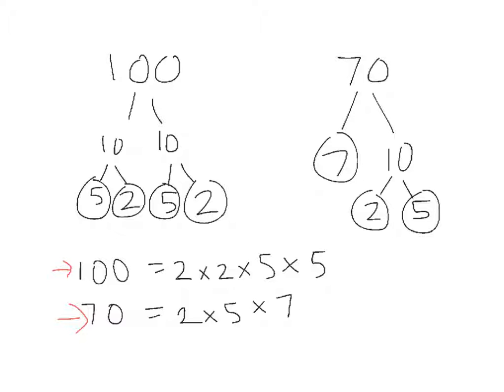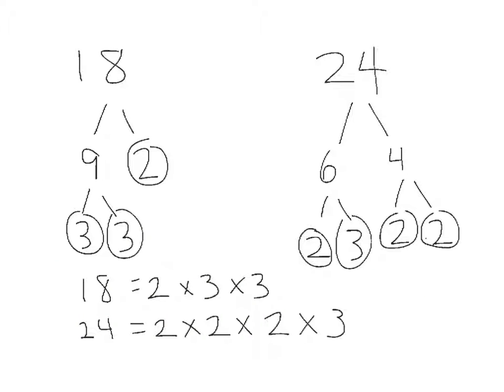So again, what factors do they share? They share a 2 and they share a 5. So to figure out the biggest factor that both of them share, we're just going to multiply 2 times 5, which is going to give you 10. And that makes sense because 10 times 10 is 100, and 10 times 7 equals 70.